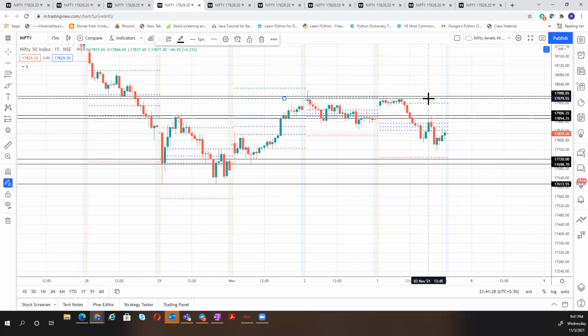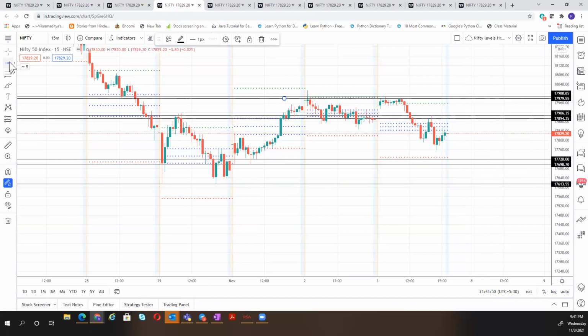Let's forget about day before yesterday. If it has to break out, gap out should happen and range should break today's high. If there needs to be a fall, free fall, it should go below 17,698, so that you have around 90 points or 85 points down.